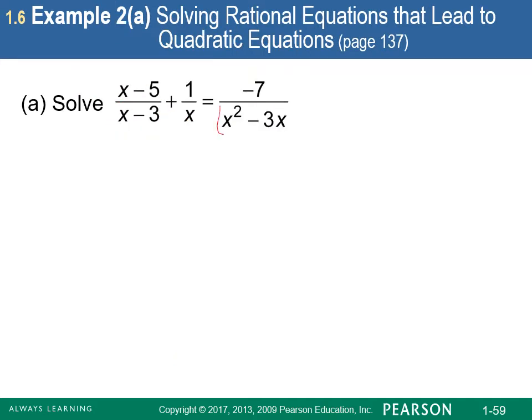Notice that in the fraction on the right, we have x squared minus 3x, which factors into x and x minus 3. So when we start deciding about our common denominator, we know we need an x minus 3.